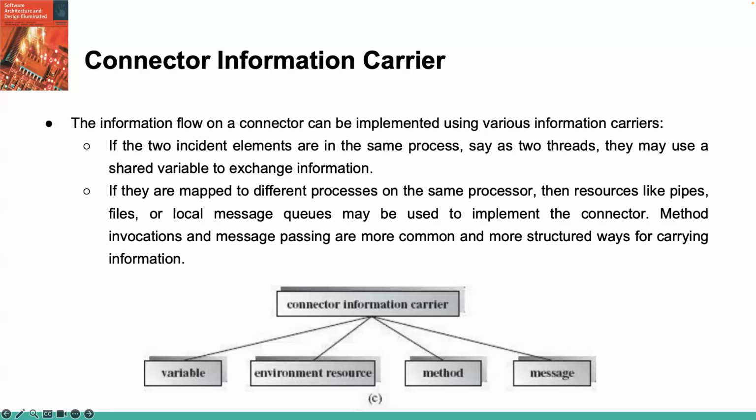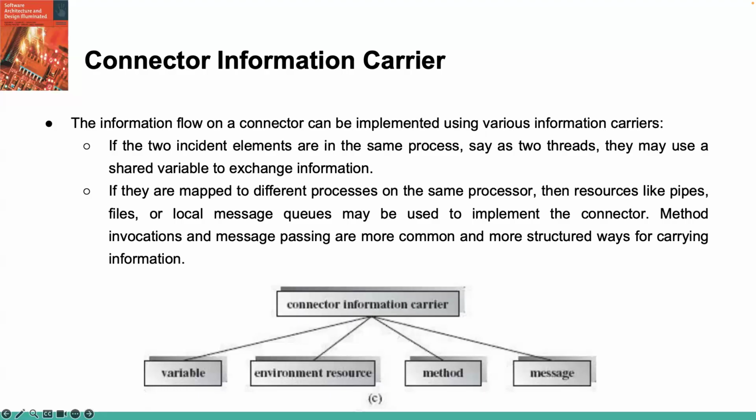Scenario two: different processes, same processor. When the two elements are in different processes but running on the same processor, the communication gets a bit more complex. Since they don't share memory, they need other resources like pipes, files, or local message queues to exchange information. For example, this is like two workers in separate rooms using a pneumatic tube system to send documents back and forth. They can't share the same notepad, so they pass messages through the tubes.